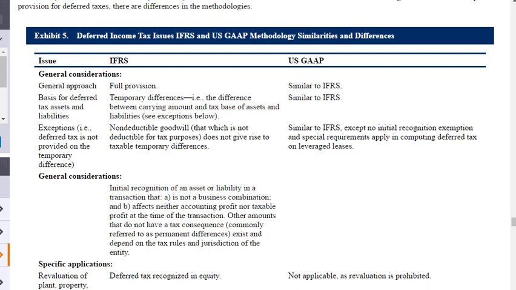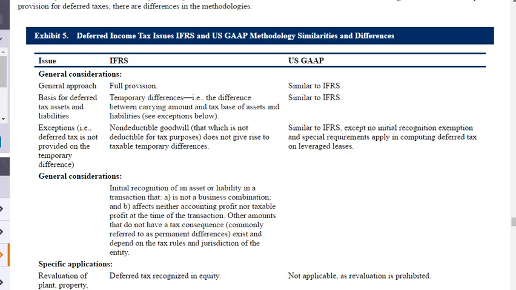I'm in the ebook right now, and it's Exhibit 5 from the text. There's the deferred income tax issues, IFRS and US GAAP, methodology, similarities and differences. So we're not going to go through this in total detail. I just wanted to point your attention to it, that they've got the issue on the left-hand side, IFRS in the middle column, and then US GAAP. So they'll talk about the general considerations and then the differences or similarities, okay?